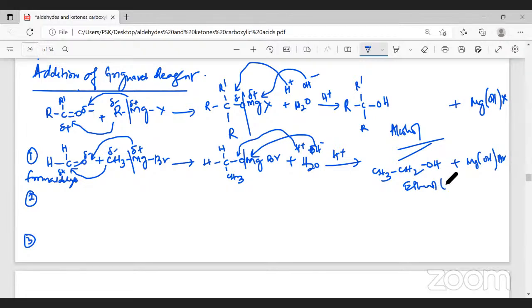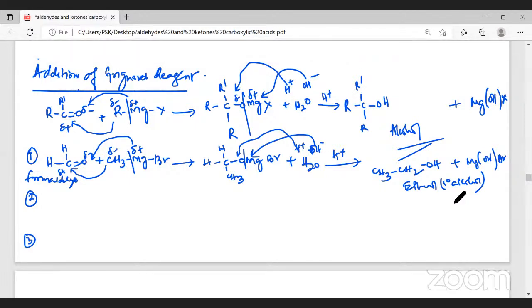Now, this is ethanol. This ethanol is what alcohol? It's a primary alcohol. So when formaldehyde is allowed to react with a Grignard reagent, we get an alcohol, in specific, a primary alcohol.